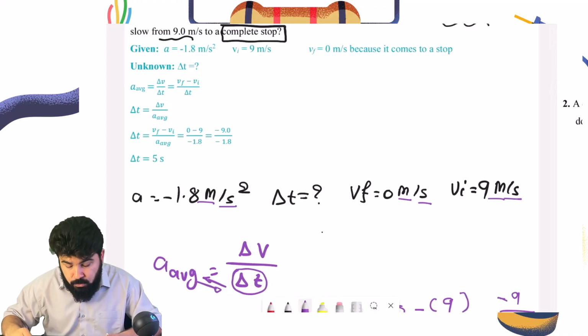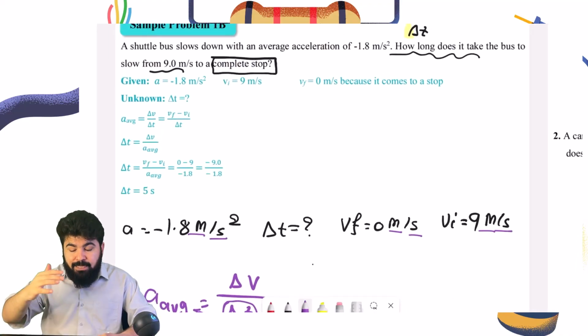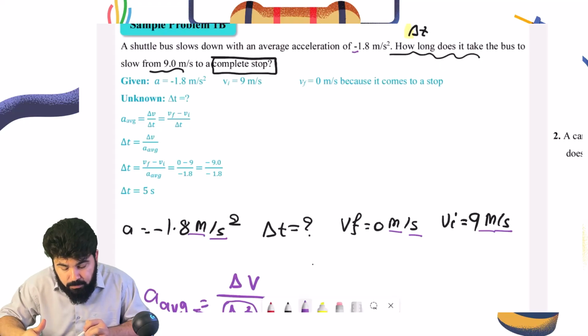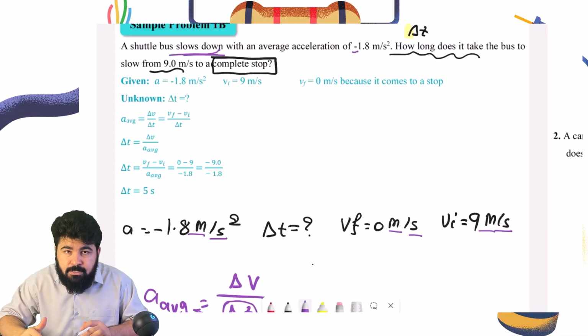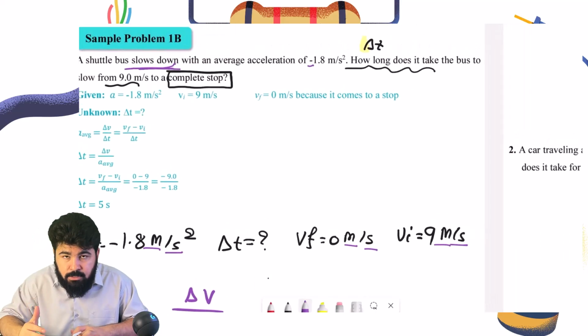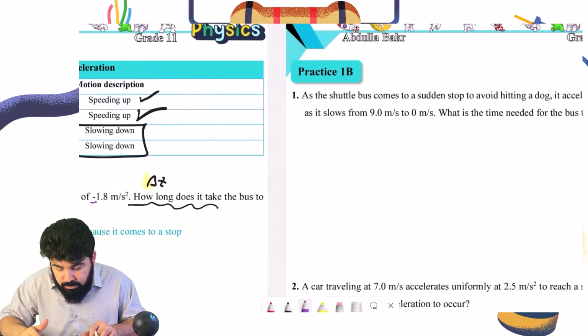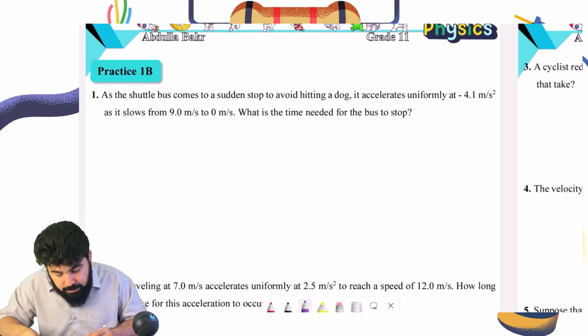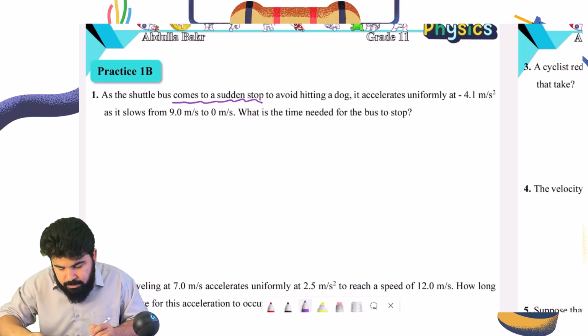Some of you might ask why acceleration here is negative. Because the bus is slowing down. It says slowing down. If it slows down, it means we have a negative acceleration. Okay, keep it in your mind.